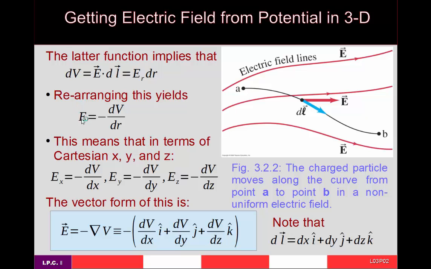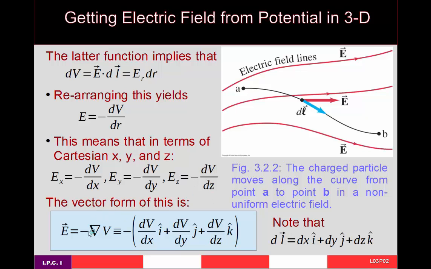So if you rearrange this differential form by dividing both sides by dr, you basically get that E is negative dV/dr. And what that means in terms of x, y, and z coordinates is that Ex is negative dV/dx, Ey is negative dV/dy, and Ez is negative dV/dz.